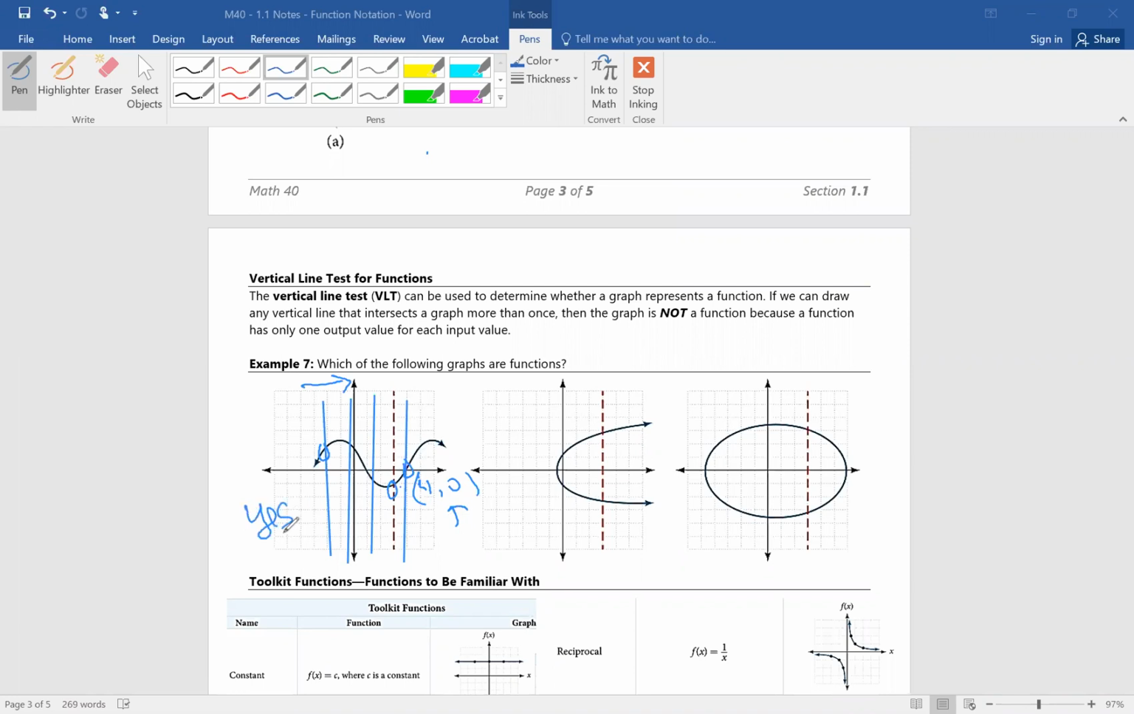Again, this is just a graphical way to look at it. We just talked about the tabular way, or a Venn diagram. A zillion different ways to look at it. Just remember, for every input, there's one output.